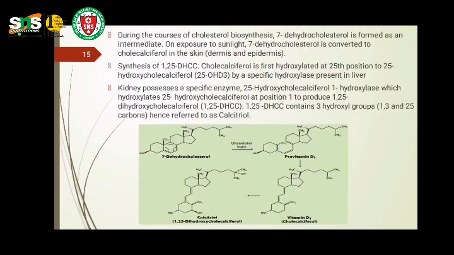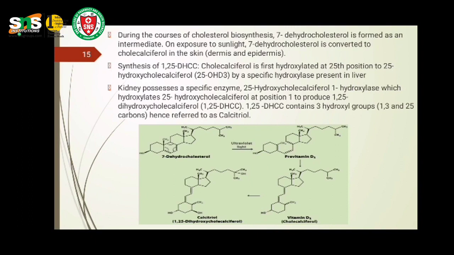Then, synthesis of vitamin D. During the course of cholesterol biosynthesis, 7-dehydrocholesterol is formed as an intermediate. On exposure to sunlight, 7-dehydrocholesterol is converted to cholecalciferol in the skin, dermis and epidermis.